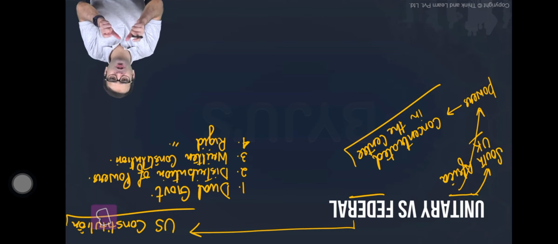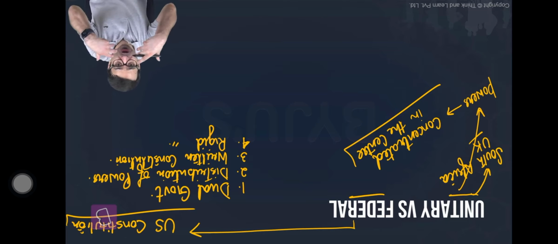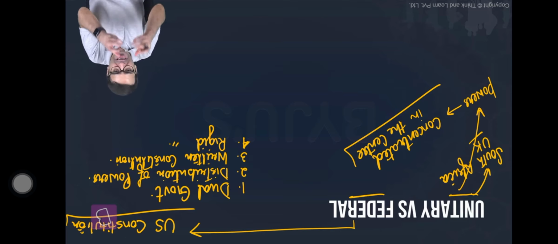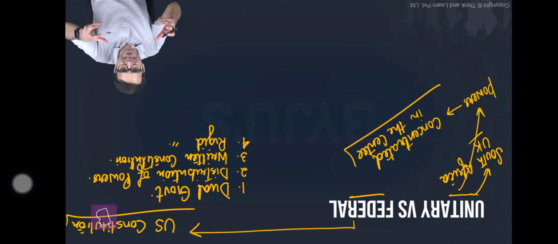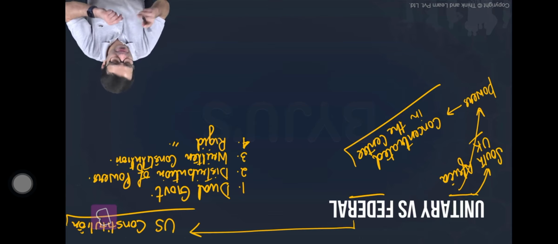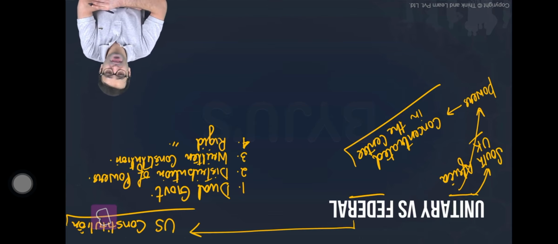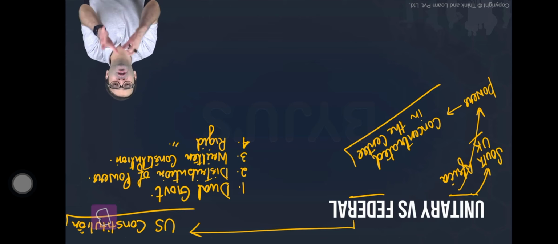If at all this constitution is to be amended, if at all it has to be changed, it must be the joint act of both the center as well as the states. Both the center as well as the states have to come together to change this constitution. That is rigidity of the constitution. That's what happens in the United States. If the constitution of the US has to change, both center and states have to agree.